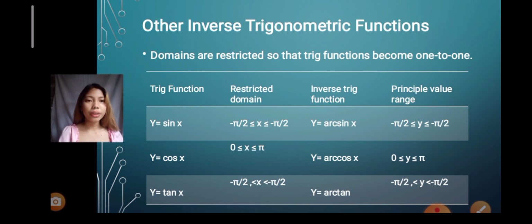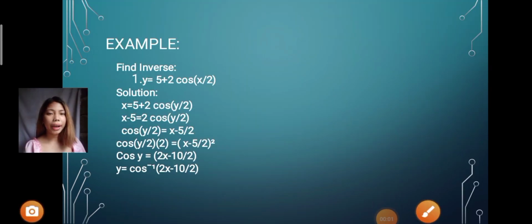For y equals cos x, our restricted domain is 0 to pi, our inverse function is y equals arc cos x, and the principal range is 0 to pi. Then for y equals tan x, our restricted domain is -pi over 2 to pi over 2. Our inverse function is y equals arc tan x, and the principal value range is -pi over 2 to pi over 2.